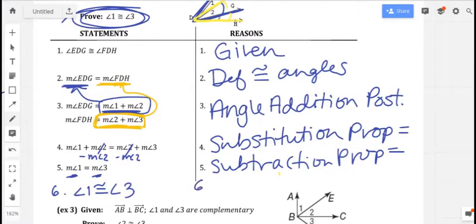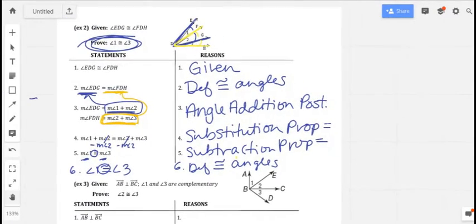And hopefully we are good at this one by now, and we know that it's definition of congruent angles. So the symbol changed, the M's have gone away. So definition of congruent angles. Okay, so that's number 2. We used some angle addition, some substitution, some subtraction. Notice a trend here. It's kind of the same ones used often. I'll leave this here for a sec in case you need to pause it to fill in.